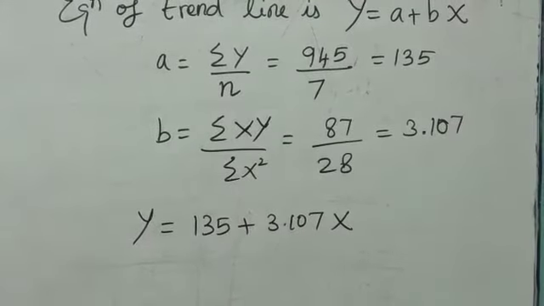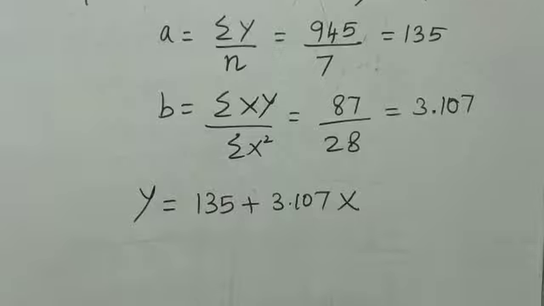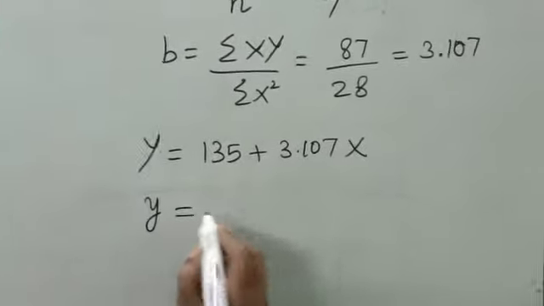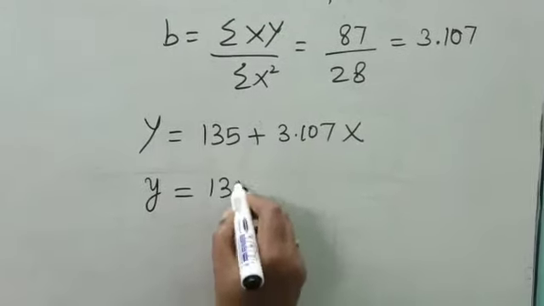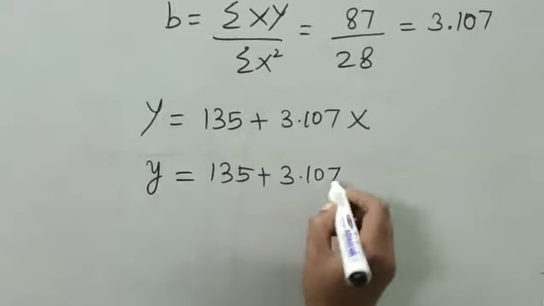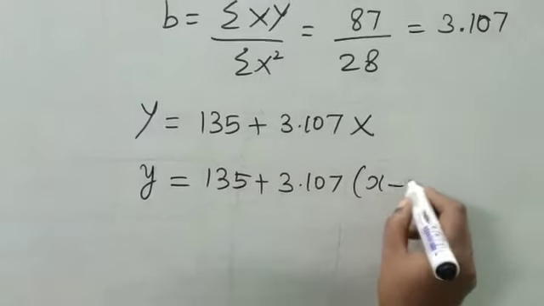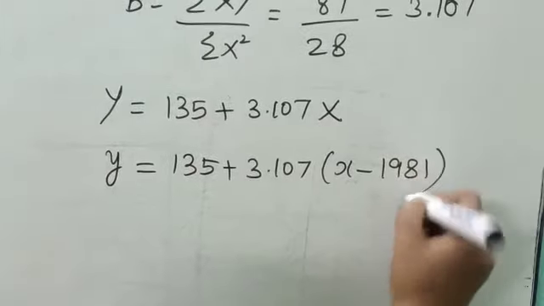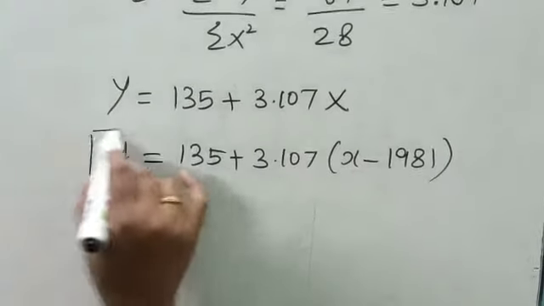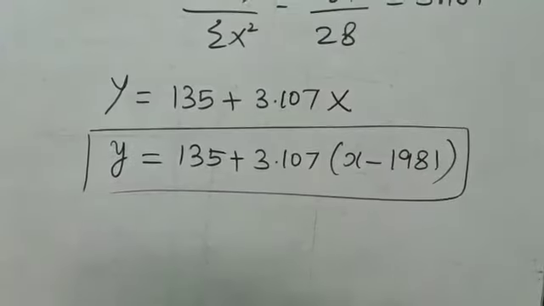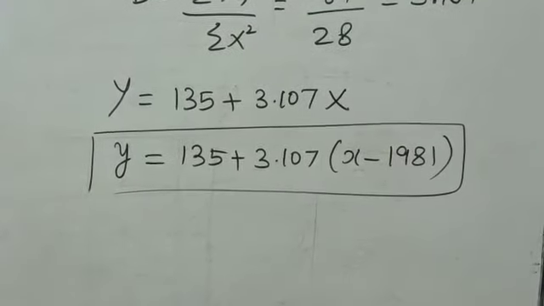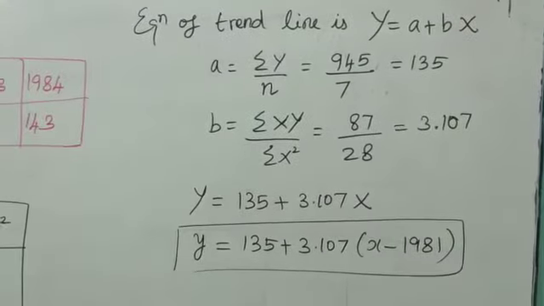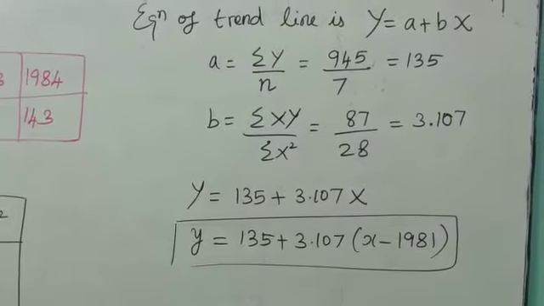Next we are going to convert capital X and capital Y into small x and small y, where capital Y and small y are equal. Therefore I take this as small y: 135 plus 3.107 into capital X, where capital X is nothing but x minus 1981. This is the relation between small x and small y, that is, the relation between the year and the production given in the question. Now we are going to find the trend value for each and every year.